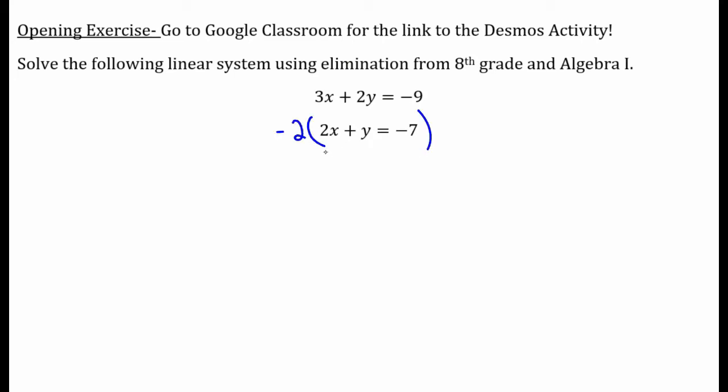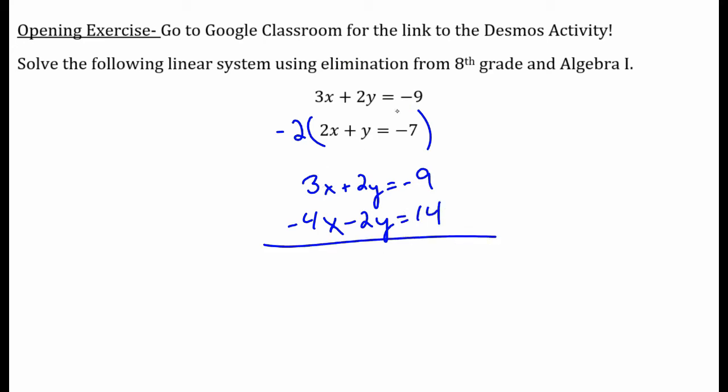That way, when I rewrite the system here, the top equation I didn't touch, I now get negative 4x minus 2y equals positive 14. Now when I add these two equations together, my y's add to 0, and I'm left with negative 1x equals positive 5. So if negative 1x equals positive 5, x equals negative 5.